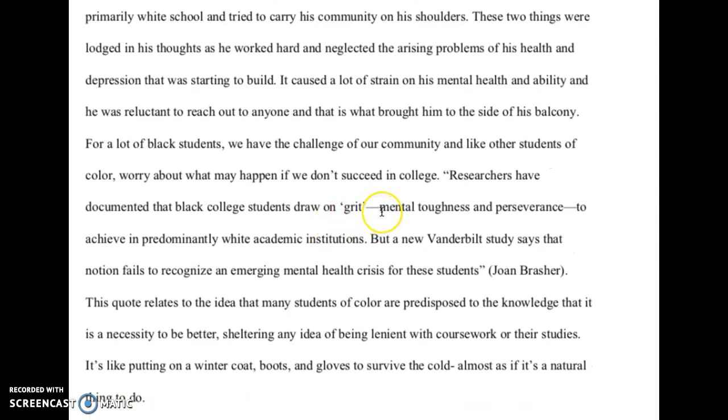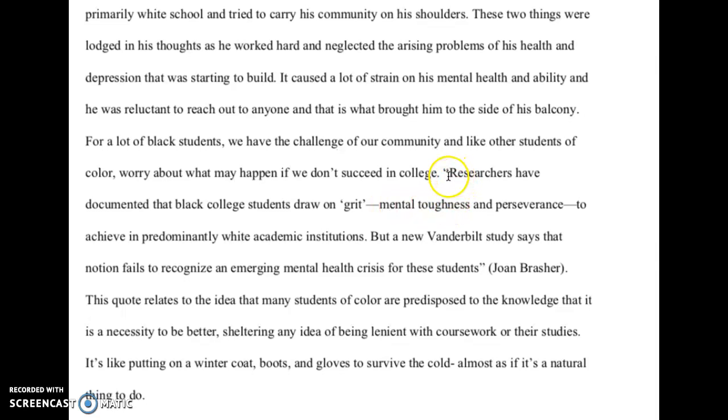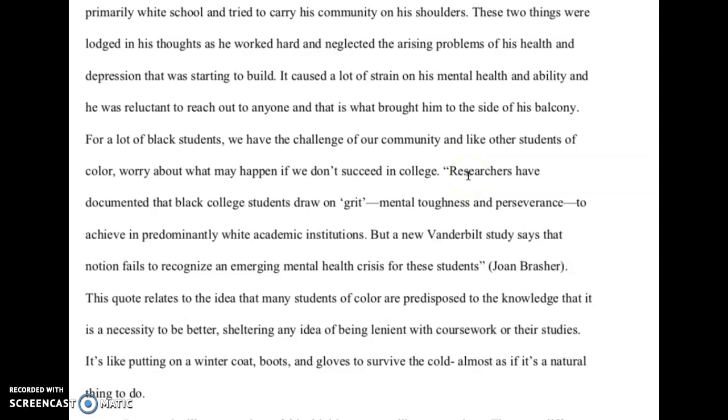Okay, so moving down, here we see Cassie, the writer, engaging with an opposing viewpoint, so finding a they say, I say, and then using that to segue into her thesis. So here she writes, researchers have documented that Black students draw on quote-unquote grit, mental toughness, and perseverance to achieve in predominantly white academic institutions. But a new Vanderbilt study says that that notion fails to recognize an emerging mental health crisis for these students.